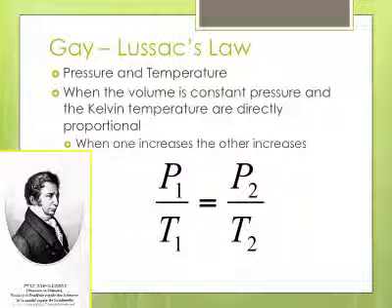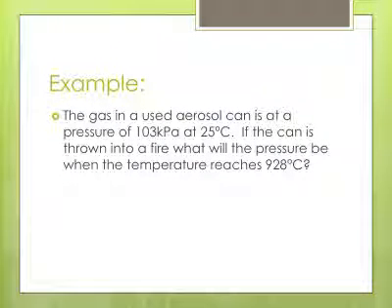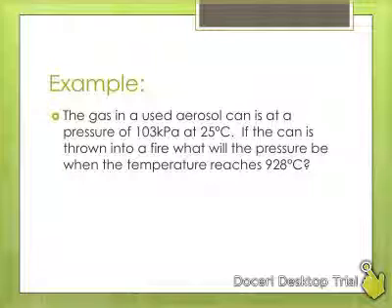Okay, so this problem says the gas in a used aerosol can is at a pressure of 103 kPa at 25 degrees Celsius. Just to kind of give you some perspective, sea level's pressure is 101.3 kPa, so we're pretty close to sea level, right? And 25 degrees Celsius is room temperature. And so this is kind of an average. This is like if you went and grabbed a can of hairspray off the counter in your bathroom. This would be the kind of pressure it's under.